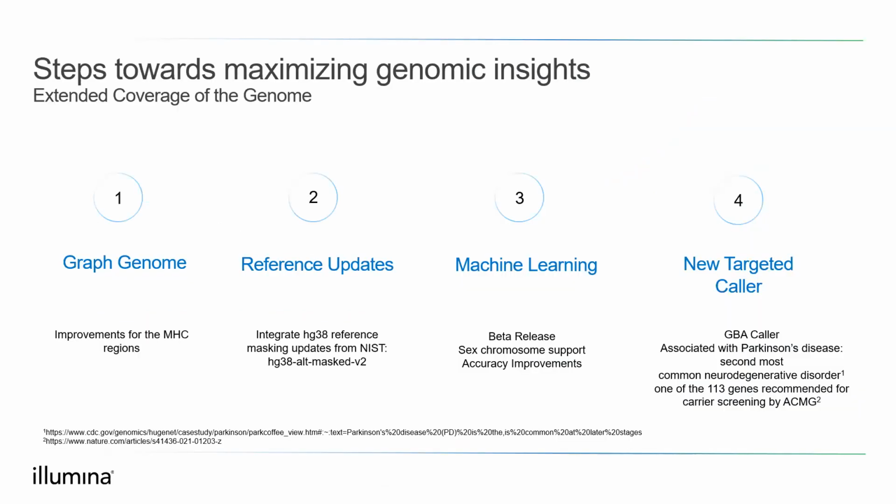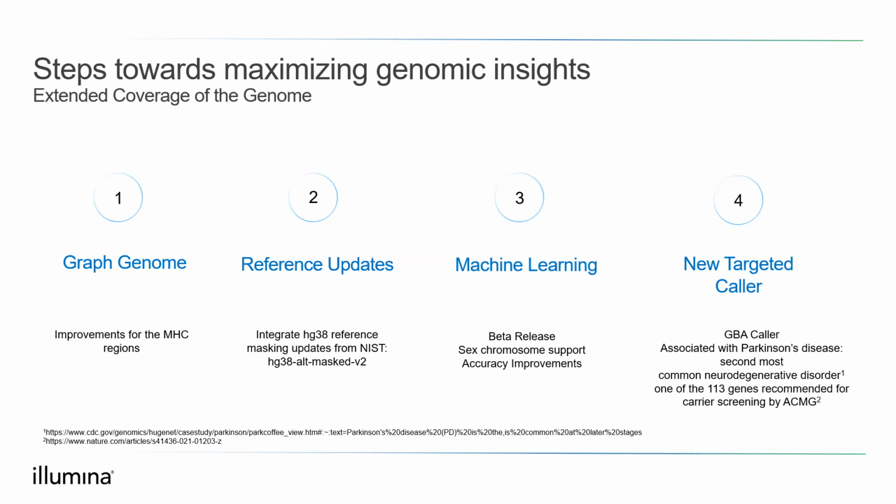There are four main topics that we'll cover here. The first one is we'll share what are the updates we have done in the graph genome. There are some updates that we have made also on the HG38 reference, as some improvements have been recommended from the NIST, or the Genome in a Bottle Consortium. We also have quite a few updates that we have made on our machine learning capability, and moving that machine learning tool from an alpha release to a beta release.